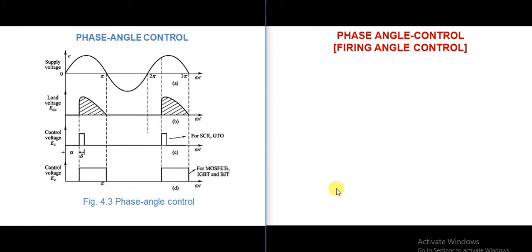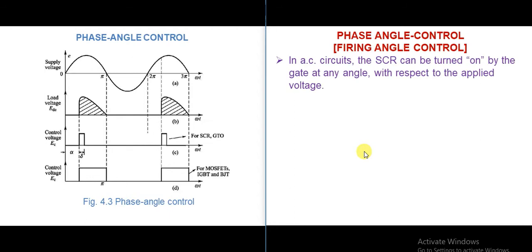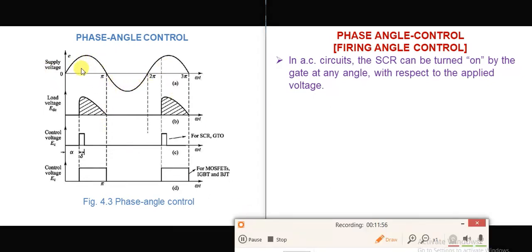Now consider phase angle control, or we can say the firing angle control. Now in this waveform, if you observe, in the AC circuits, the SCRs can be turned on by the gate at any angle with respect to the applied voltage. So this is the input supply voltage. This is positive in nature. Positive, positive, negative.